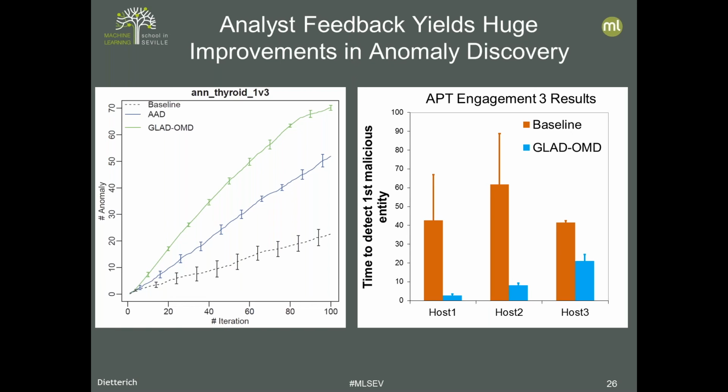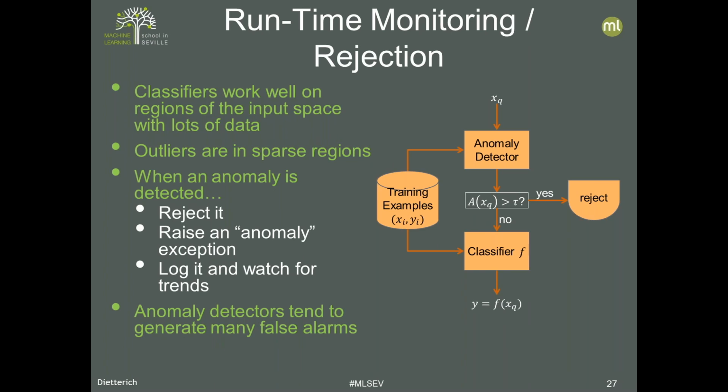Okay, so the last use case is runtime monitoring rejection. So the basic intuition here is that classifiers work well in regions of the input space where there was lots of training data, but the outliers are in sparse regions. And so maybe what we should do is when we're given a query that gets a high anomaly score because it's an outlier, maybe we should not trust the classifier, but instead reject this point and say, I'm sorry, I refuse to classify this because I don't think I'm going to get it right. So this is rejection based on anomaly scores.